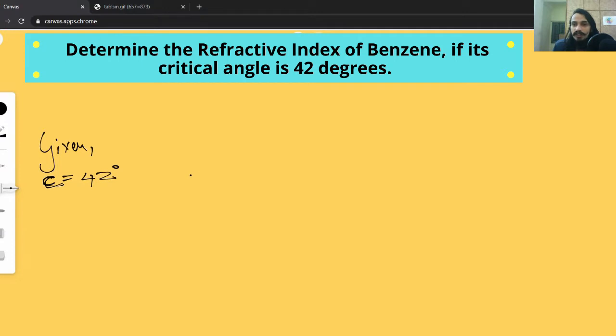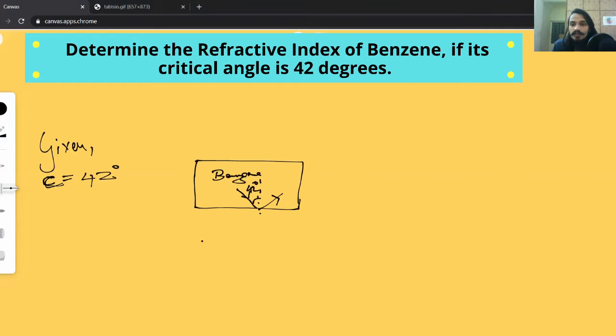Before we go ahead with that, let's try to recollect how this critical angle and total internal reflection happens. Total internal reflection happens when light is going from a denser medium to a rarer medium. So he's saying that benzene is getting totally internally reflected whenever the angle is 42 degrees. Now we need to find out what exactly the refractive index is from this.